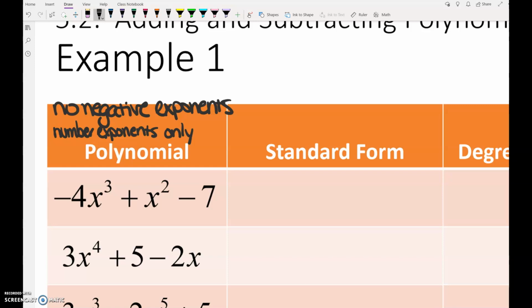Standard form means that you write the polynomial starting with the term that has the highest exponent, and then write the term that has the next highest exponent, and then the next highest exponent, all the way down to the smallest. So where it says standard form, you may want to write down largest exponent to smallest exponent.